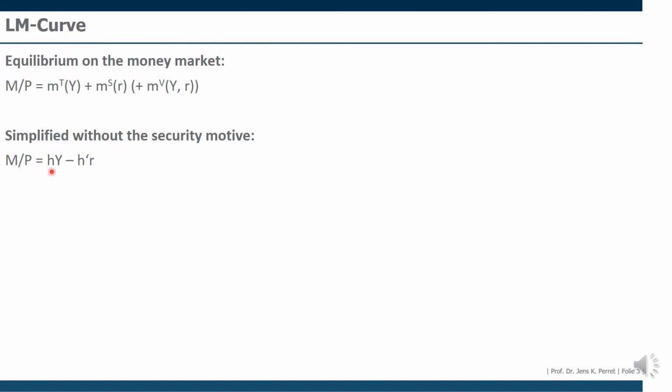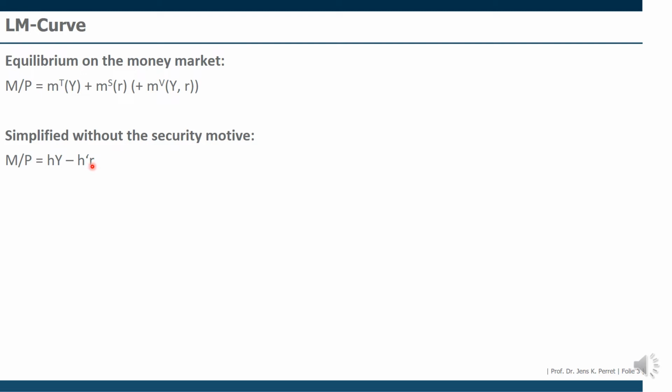So here our transaction motive is simply a parameter h times the income, and the speculation motive, which we assume is negatively dependent on the interest rate, we simply model as minus a second parameter h' times the interest rate r. Then we have a very simplified version of this equilibrium condition, which we can easily solve for the variable of interest r.